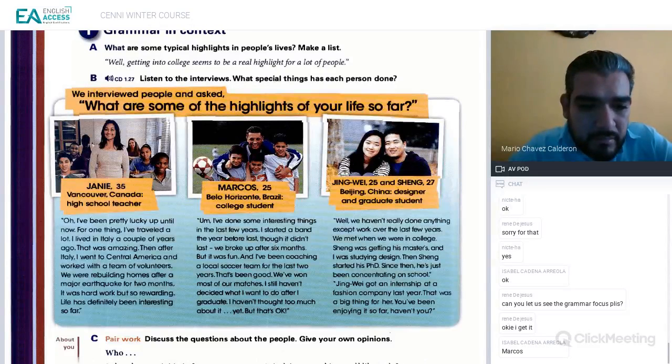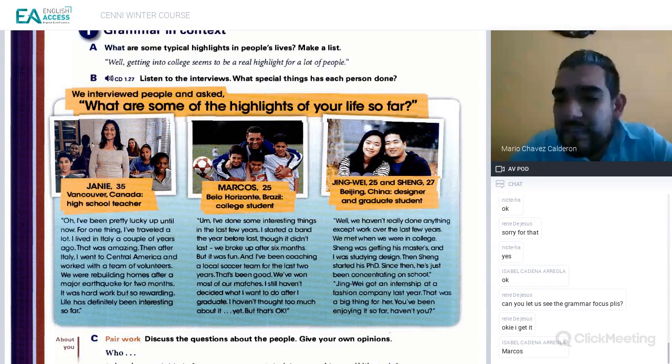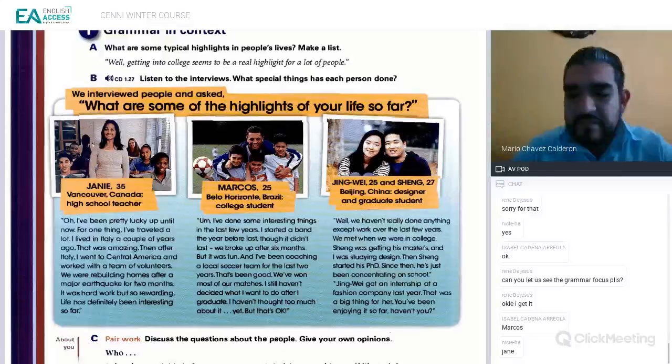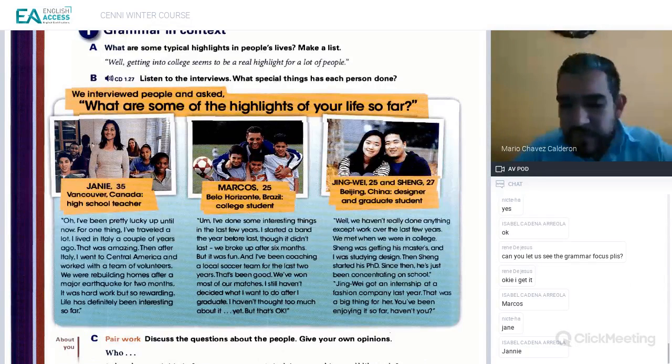Who of these three was working, volunteering to rebuild houses? Who of these three was working volunteering to rebuild some houses? Yes, that's right, Jenny.